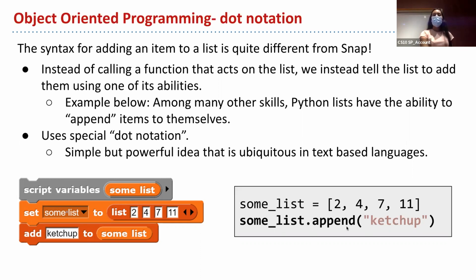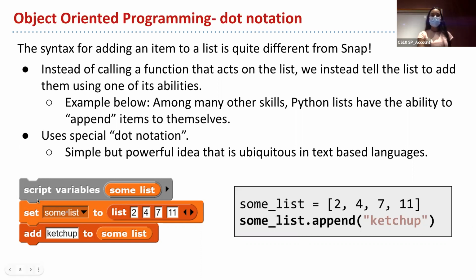In this example, we're calling the function append on the variable list, which is an object, with the input being a string that says ketchup. So this is what dot notation is. It literally just means that you're putting a dot between things. But this code is actually doing the same exact thing as the Snap code.